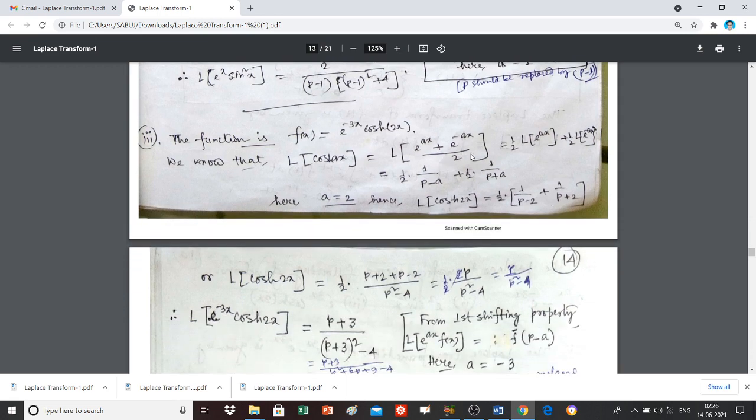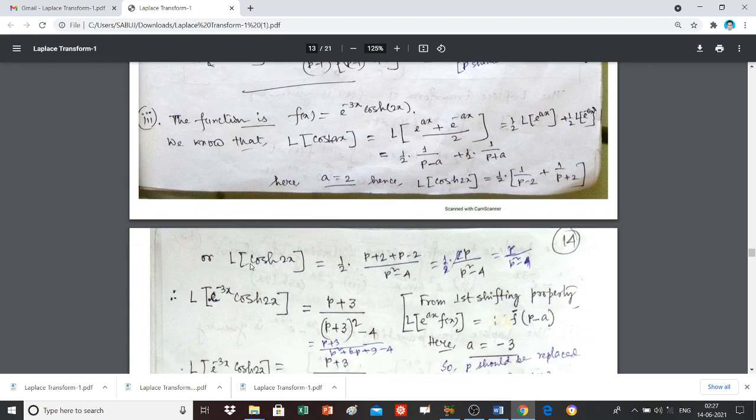Furthermore, you know that the Laplace transform of e to the power ax is equal to 1 by p minus a. So this term will provide half, then 1 by p minus a, and this term will provide plus half. Since in this case it is minus a, it would be 1 by p minus of minus a, that means 1 by p plus a. In our present case, a is equal to 2. So the Laplace transform of cos hyperbolic 2x would be 1 by 2, then 1 by p minus 2, plus 1 by p plus 2. This half is taken as a constant term.